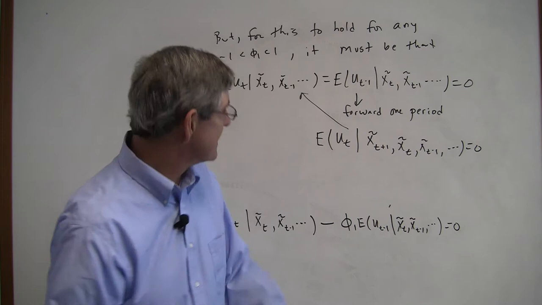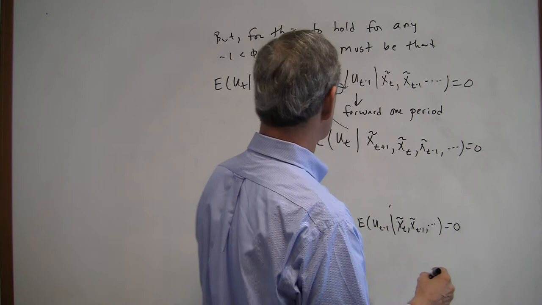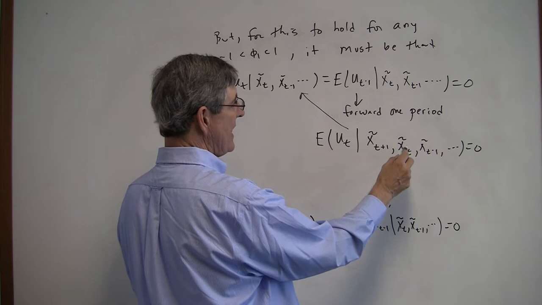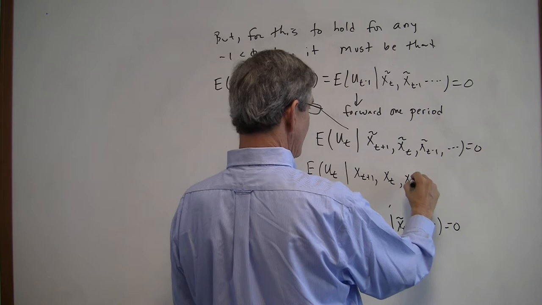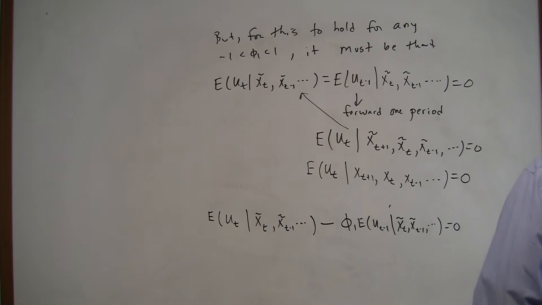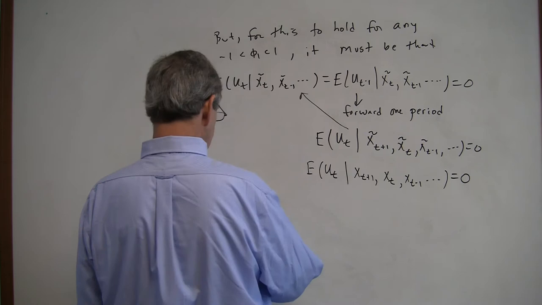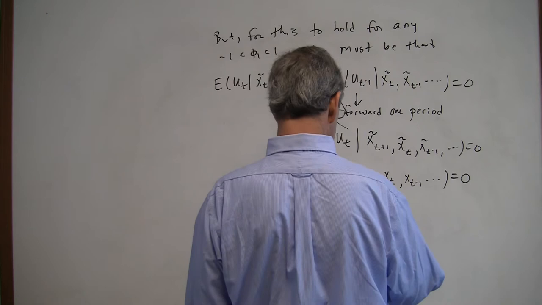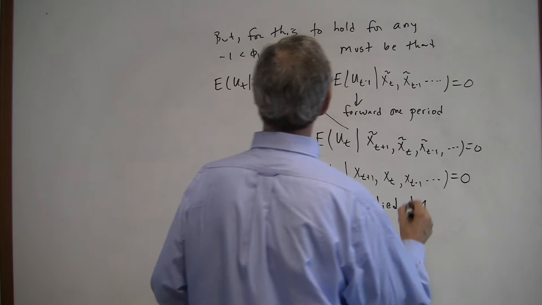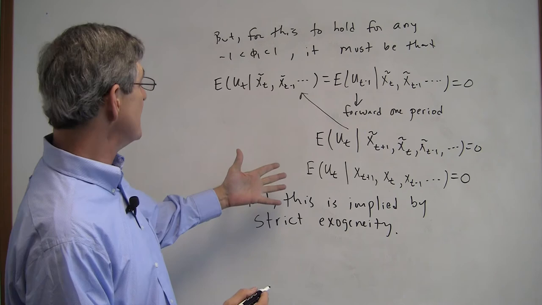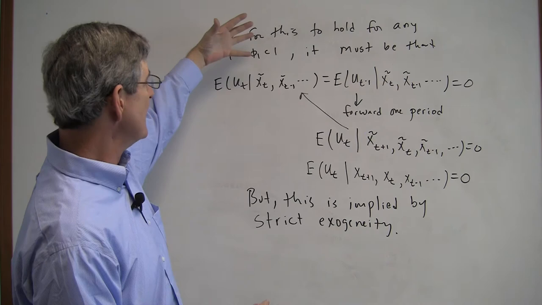But that's the same as if you look at these quasi-differences. This is just t plus 1 and t. This is t and t minus 1. This is xt minus 1. So this is really just saying the expected value of ut given xt plus 1, xt, xt minus 1 equals 0. But this is implied by strict exogeneity. So the assumption that we need, we can't do GLS unless we assume strict exogeneity. And that assumption is enough to ensure that this assumption holds, which means for our quasi-difference regression, we can do OLS, and it'll be consistent and efficient and so on.